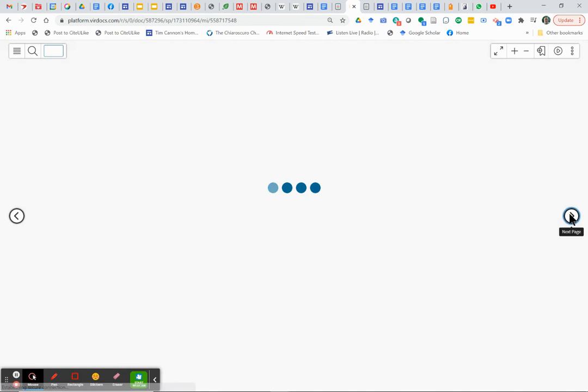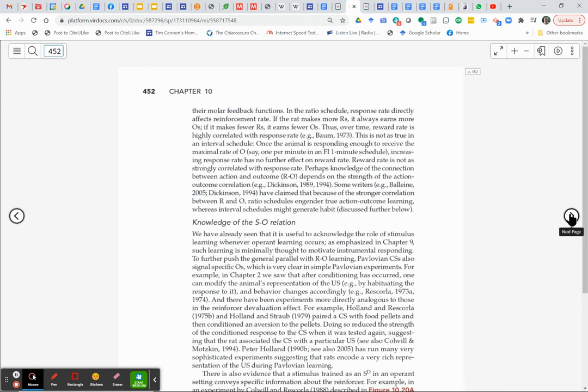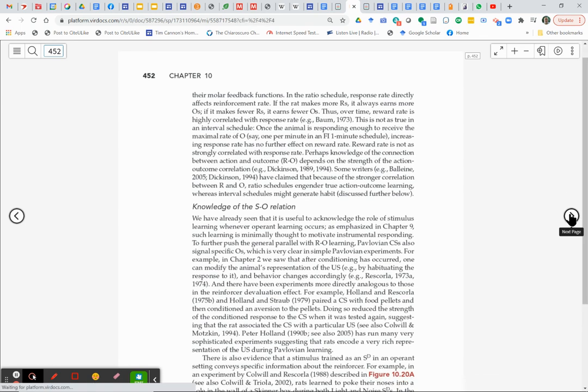Catania, I owned a book by him back in the day. And there's the difference between ratio schedules and interval schedules. Ratio schedules engender true action outcome learning, whereas interval schedules may generate habit. I'll remember that in a ratio schedule, and you should remember because we have a comprehensive final, rate of reinforcement in a partial reinforcement schedule is related to rate of responding. The more you respond, the more you get, whereas interval schedules are pretty dissociated.